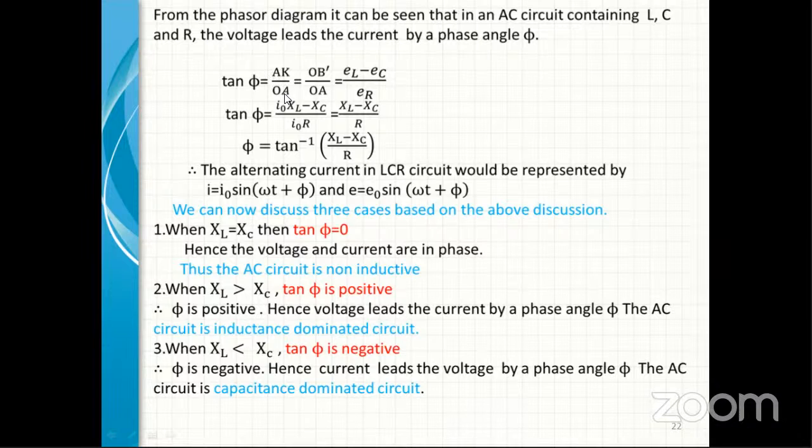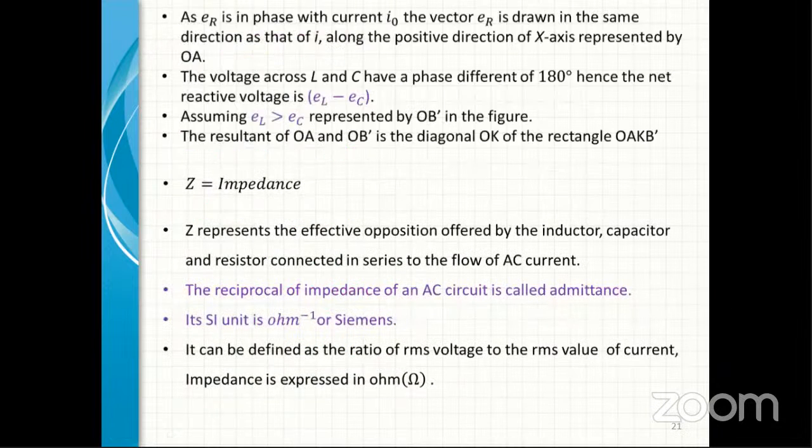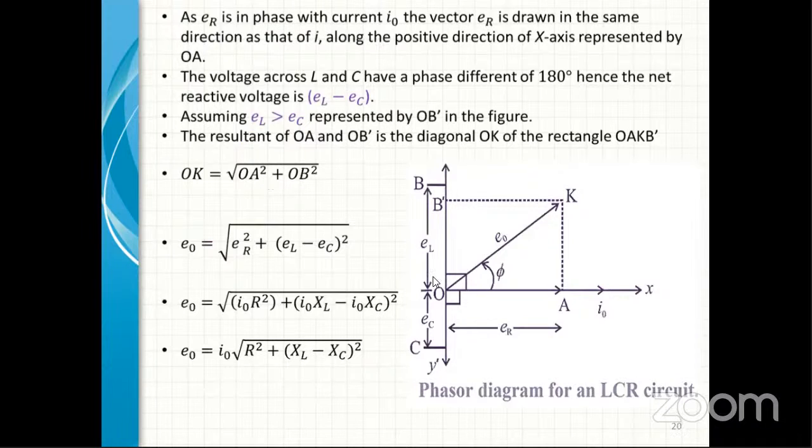AK divided by OA. Again, this AK, if you see this diagram, this one is AK, and this one is the OA. And so tan phi is equal to this AK divided by this OA. Again, this AK is equal to what? This OB dash.